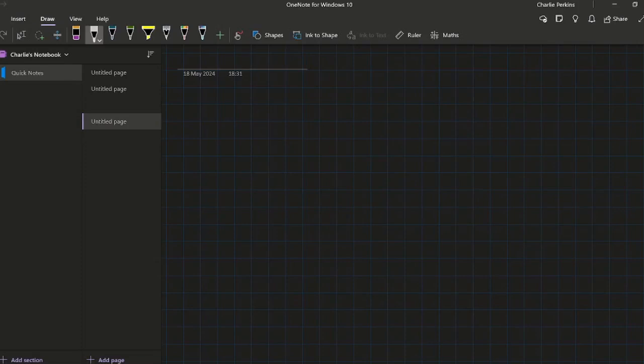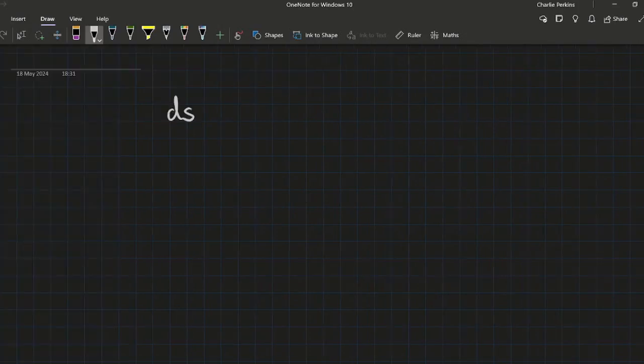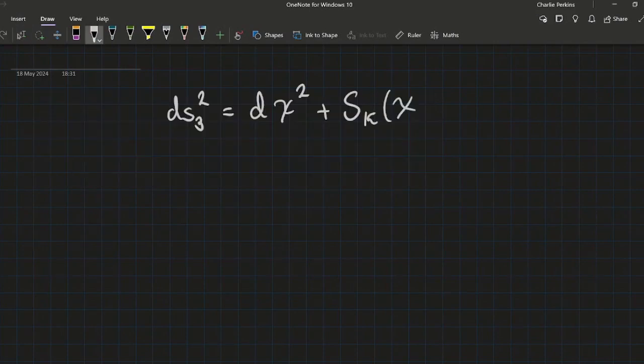In this video, I aim to perform a coordinate transformation on the line element for 3D curved space. To begin, we will write out the line element in 3D in terms of the functions s_kappa of chi squared d omega squared. This equation represents the distance between points in curved space, which is a function of the radial distance chi and the angular dependence d omega.